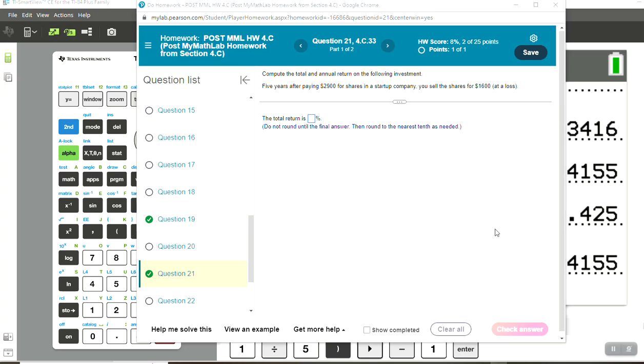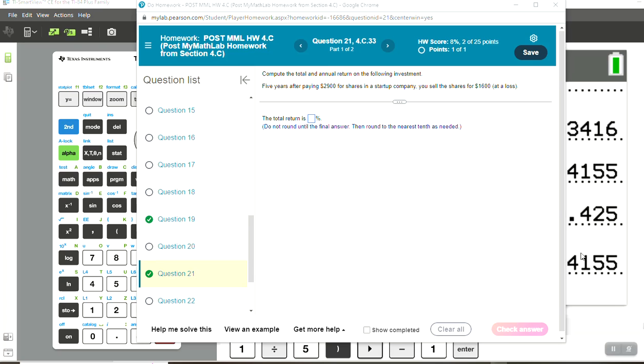You'll notice that 4.C.33 is an extremely similar problem, although this person didn't make money on selling their stocks. They probably saw the value of a stock dropping, and before they lost too much, they sold it at a loss. So 5 years after they paid $2,900 for some shares in a startup company, they sold them for only $1,600. The difference between what they paid for it and what they sold it for is the loss, and that's $1,300 they lost.